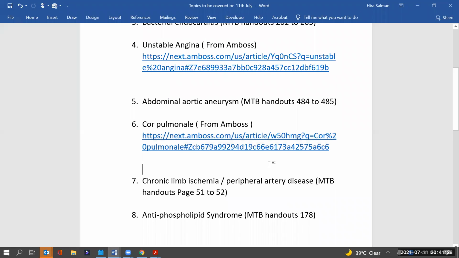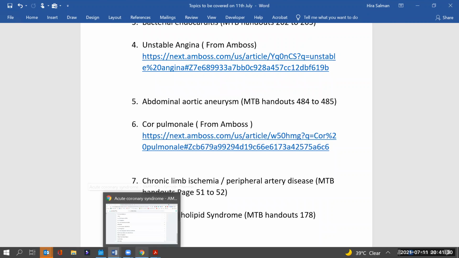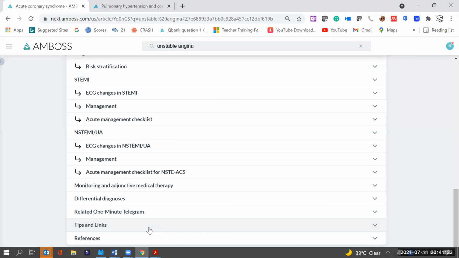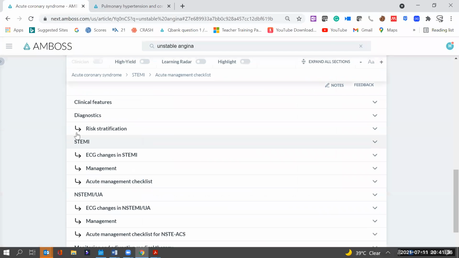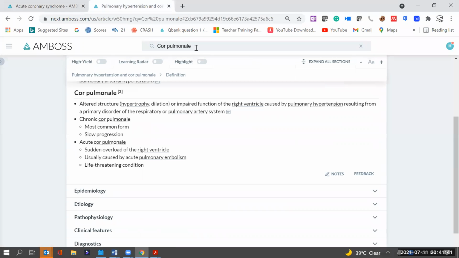Now we have cor pulmonale. Cor pulmonale we can find in Amboss. It's not very detailed in MTB, so maybe I have to show you here in Amboss. I hope you can see my Amboss screen. So cor pulmonale is altered structure, hypertrophy, dilatation, and impaired function of the right ventricle. Mostly whenever something is wrong in the right ventricle, most of the time the reason is pulmonary hypertension resulting from a primary disorder of the respiratory or pulmonary artery system.